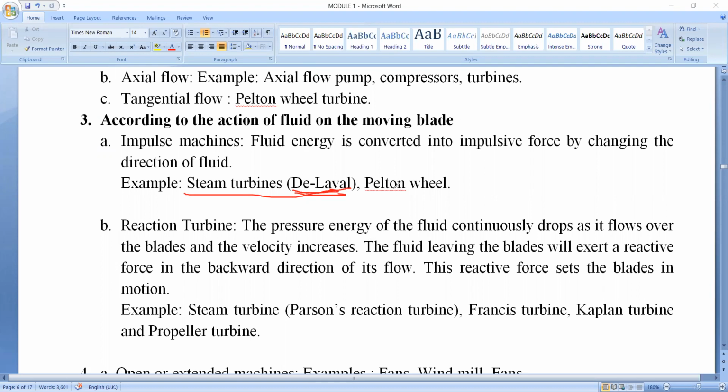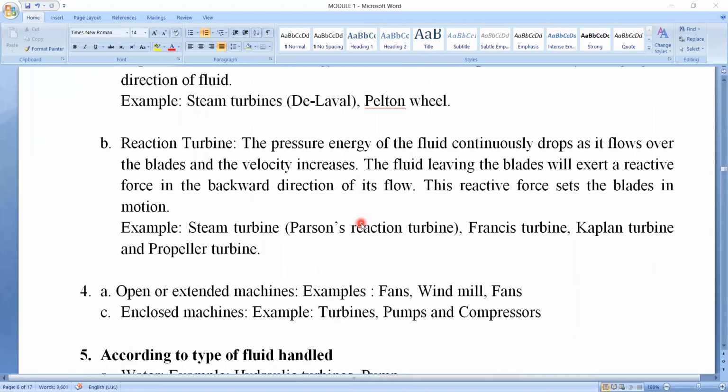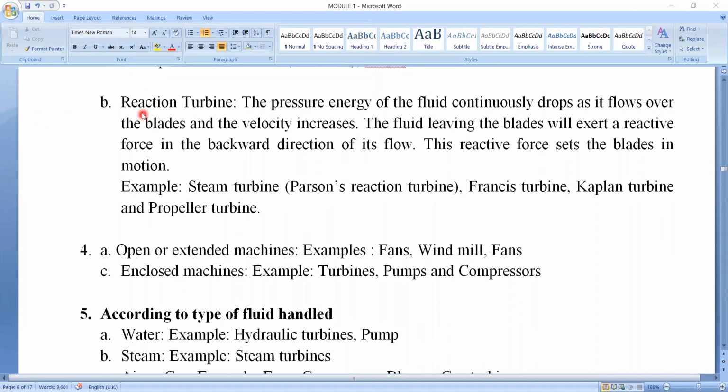Similarly, give the example for impulse type water turbine or impulse type hydraulic turbine. The Pelton wheel is the best example for the impulse type hydraulic turbine. Kindly note down these important points that will be very helpful in order to crack the competitive examinations. These are very frequently asked questions in exams. Okay, fine. So the second one is the reaction turbine.